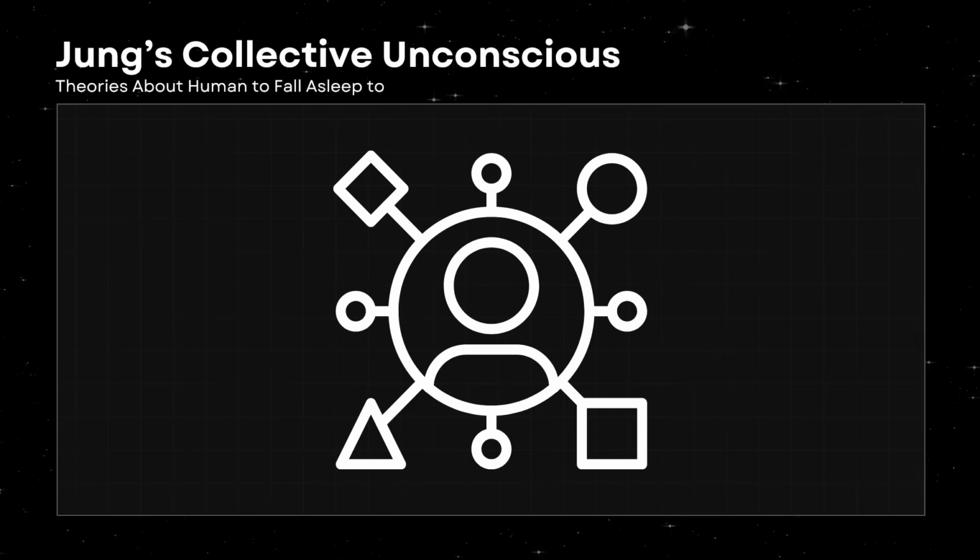Jung did not claim that the collective unconscious works like a machine. It is more like a deep current flowing under the surface of thought. People feel its pull through symbols, instincts, and reactions that are hard to explain. It shapes the way they see the world, choose partners, raise children, or search for meaning. It speaks through stories, dreams, and the deep emotions that rise without warning. By learning to listen to these messages, people may come closer to understanding themselves and others.